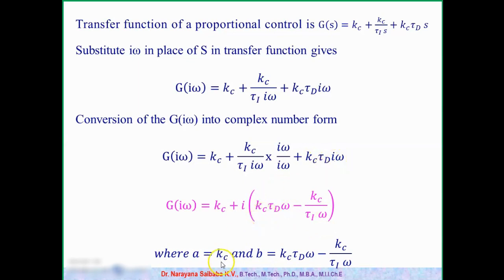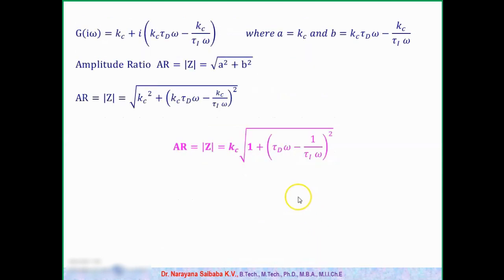So here the A value is simply Kc, that is the real part of this complex number, and the imaginary part is this entire thing, that is B equals Kc tau_D omega minus Kc by tau_I omega. So this is the equation we'll get.